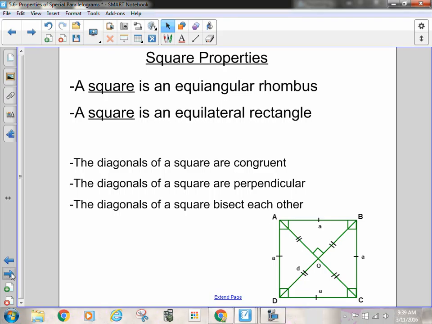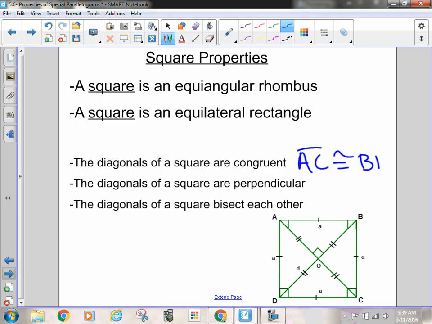In a square, the diagonals of a square are congruent. So AC is congruent to BD. And the diagonals of a square are perpendicular. So all of my inner angles are going to be 90 degrees. And the diagonals of a square bisect each other. And because, remember, it's like a rectangle, all the diagonals are congruent. That makes these four into congruent sides.